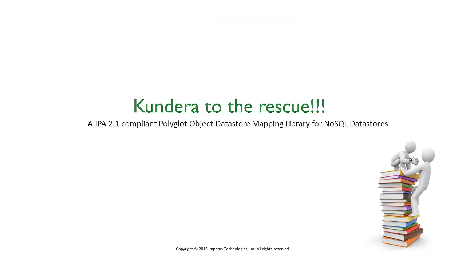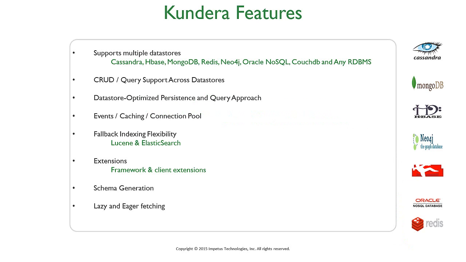So here is Kundera, a one-stop solution to address all the issues, all the challenges. It is a JPA 2.1 compliant polyglot object mapper library. It supports 7 NoSQL data stores, which include Cassandra, MongoDB, HBase, Neo4j, CouchDB, Redis, Oracle NoSQL, and almost all RDBMS. It has extensive CRUD and query support built in for all the data stores with a layer of abstraction for the user. It follows an optimized persistence and data retrieval approach at the API level.